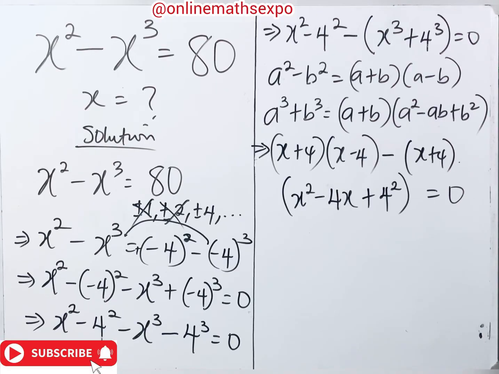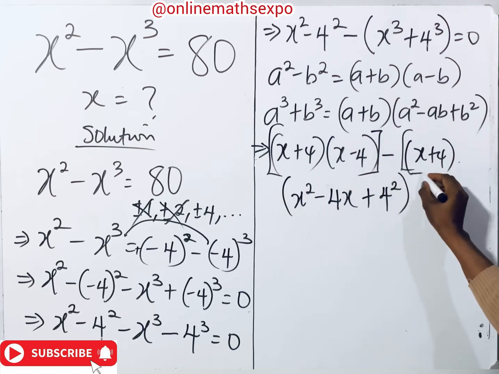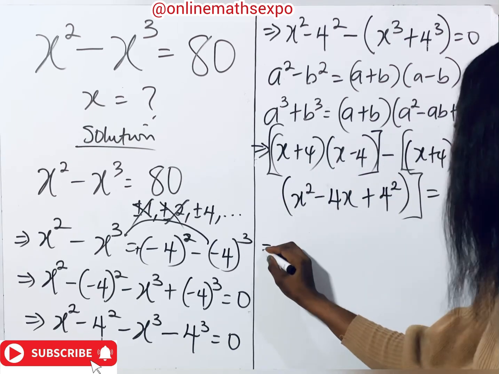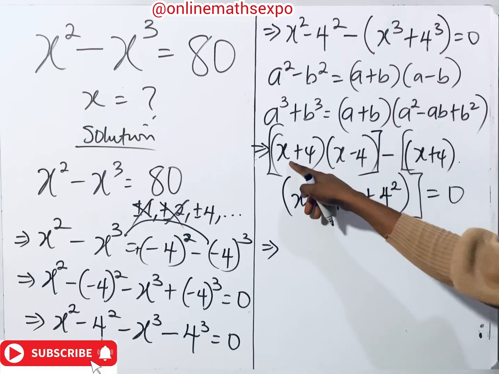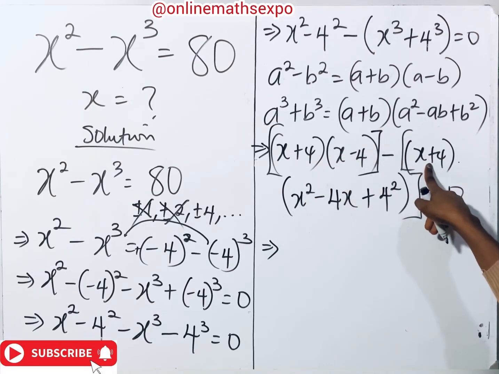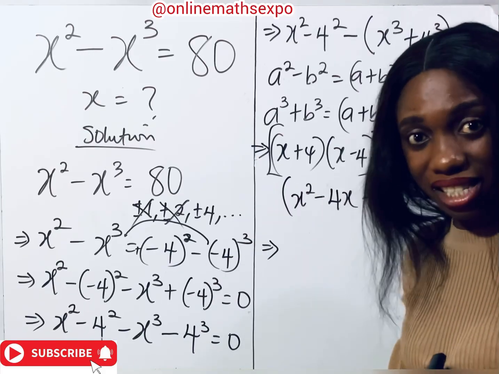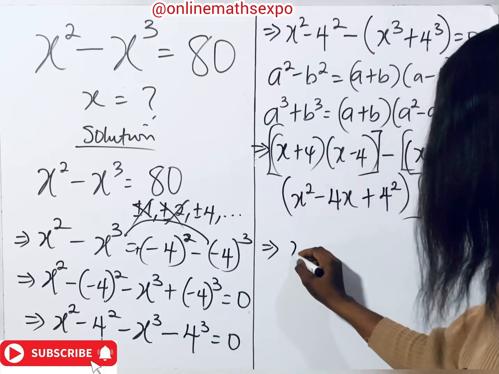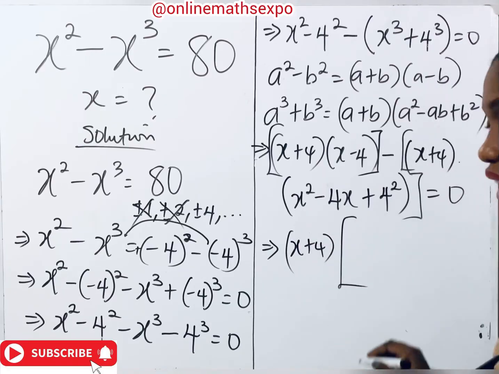Now what do you do again? Remember, these two are together, okay, and these are also together. So when you look at these two brackets, you observe that what is common there is x plus 4. So we're going to factor it out. That is where the factoring comes in, okay? So let's bring it out. We have x plus 4, bring it out. Then open a big bracket.